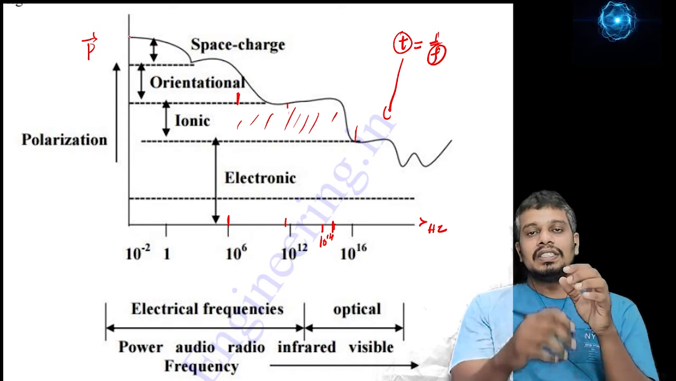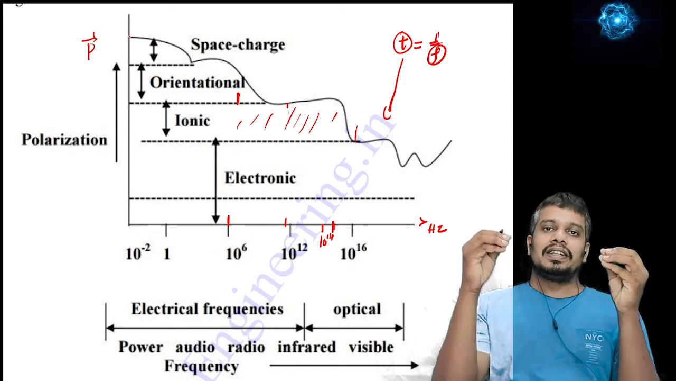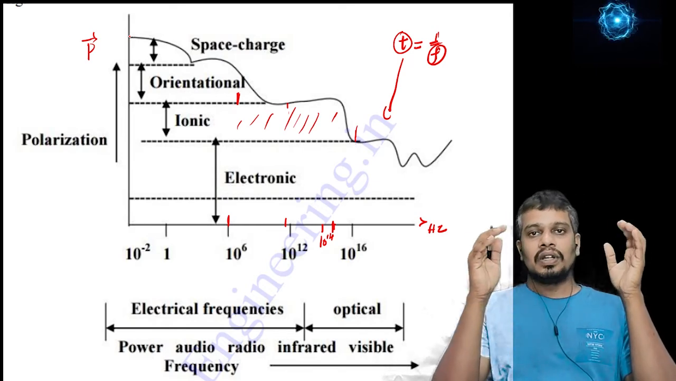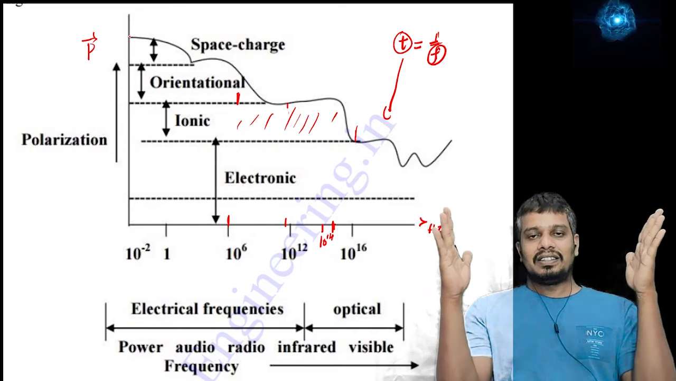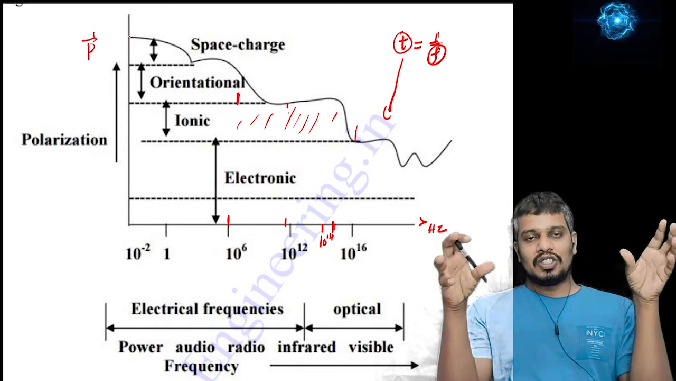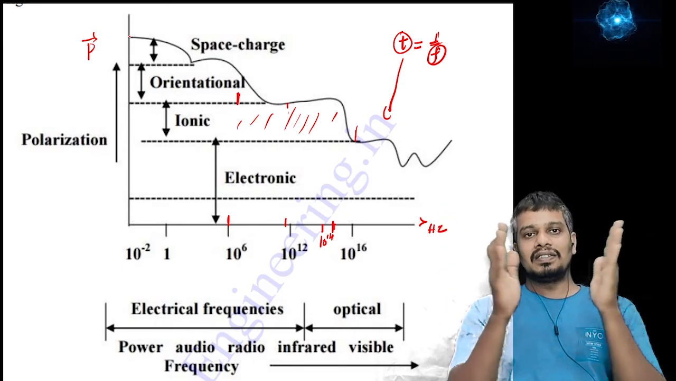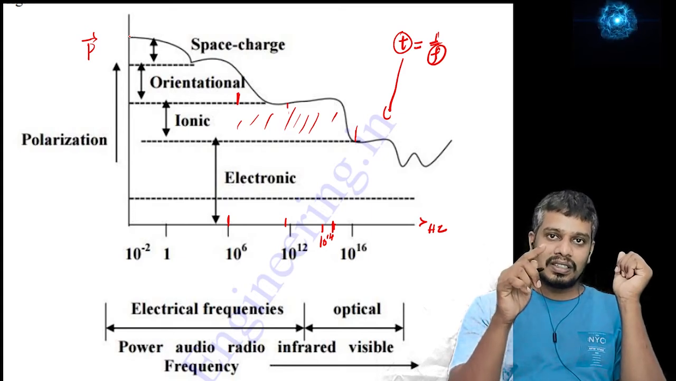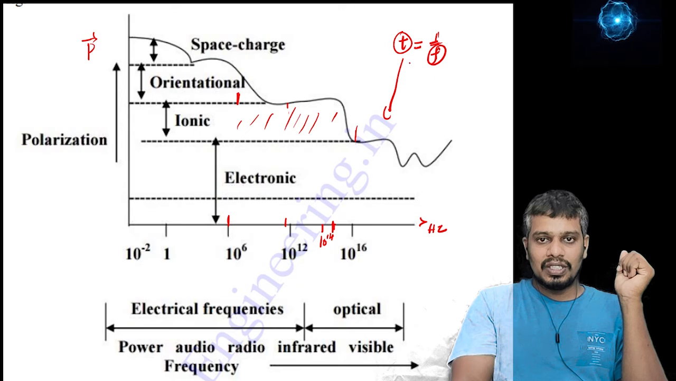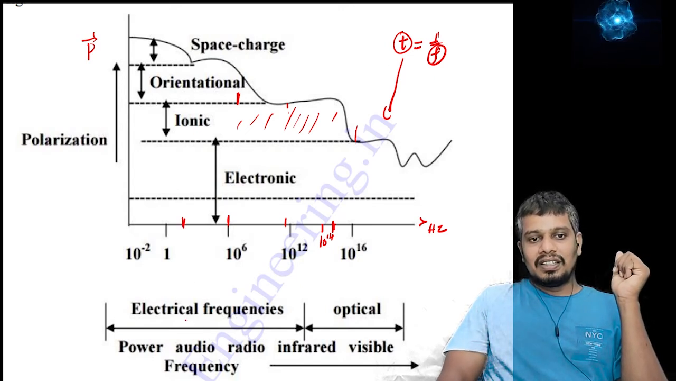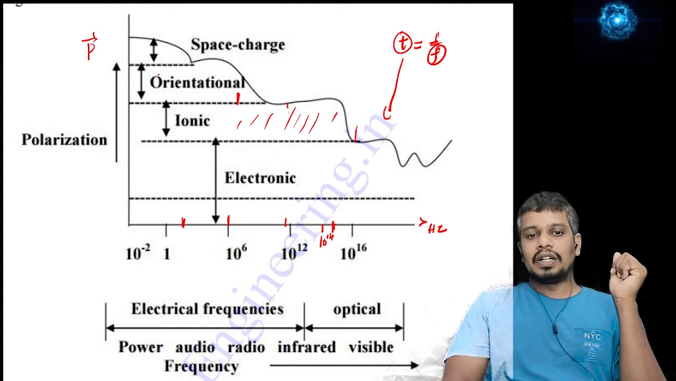The space charge polarization takes even more time, because inside the dielectric material the charges move over a long distance due to the external electric field, and it takes more time to accumulate the charges on both sides of the material. Then it creates the dipoles. Since it takes more time, it occurs at lower frequency according to this equation. That's why in the audio and radio frequency range, all the polarizations occur.